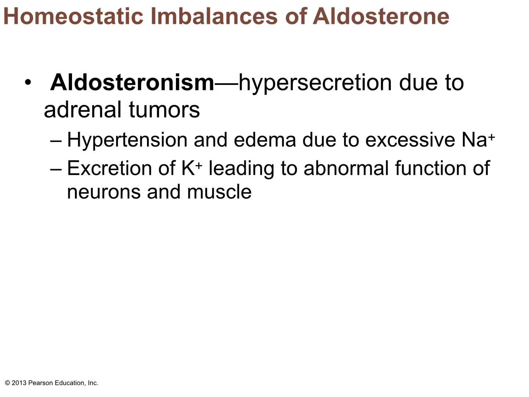A homeostatic imbalance of aldosterone is aldosteronism, which is a hypersecretion, and that's usually due to adrenal tumors. Now, if aldosterone increases blood sodium, then what happens? That means it's going to increase the water shift into the blood as well. So you're going to get things like hypertension, which is high blood pressure, and edema, which is swelling and fluid accumulation in the interstitial space. Also, because aldosterone secretes potassium, you're going to get an excessive excretion of potassium, which is going to interfere with nerve conduction and muscle contraction.